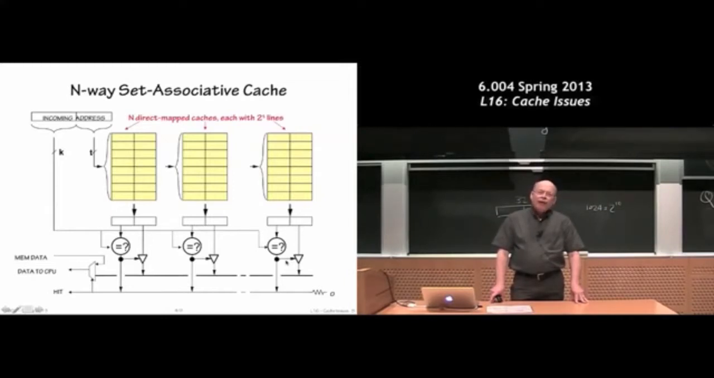And what we're going to find when we look at some performance graphs is that by the time we get to about an 8-way set associative cache, it's as good as a fully associative cache almost always.